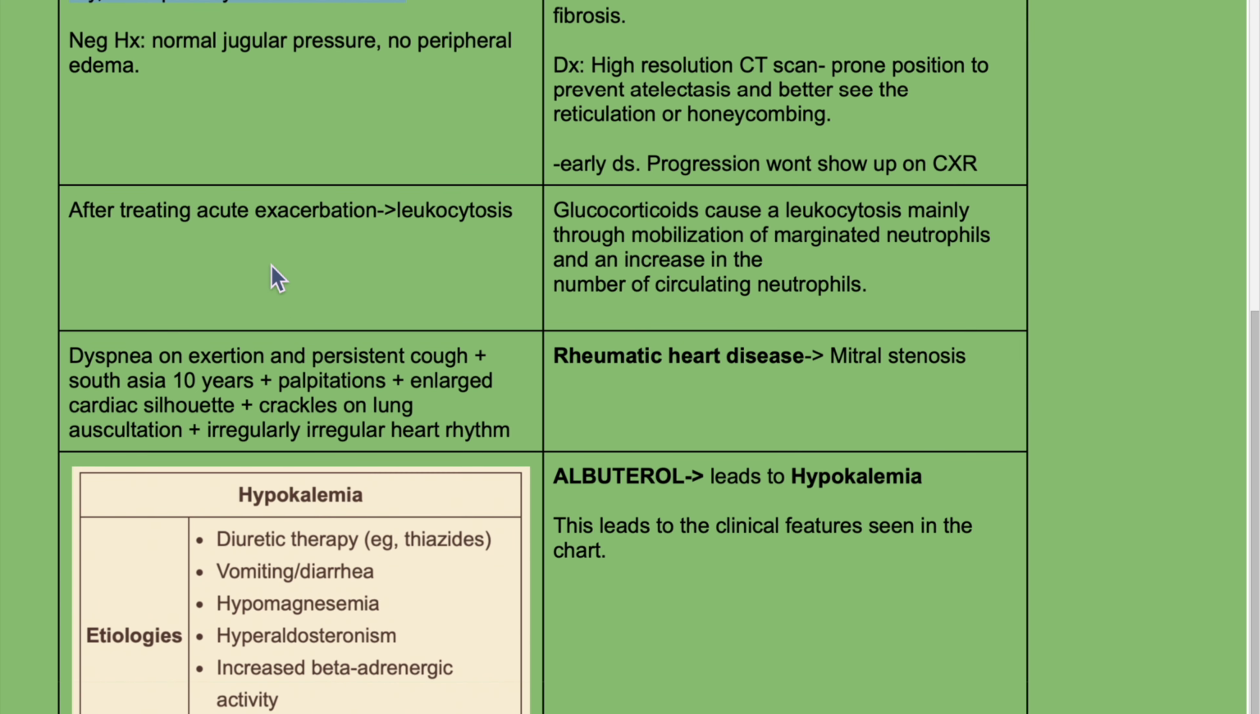After treating acute exacerbation, leukocytosis is seen. So they treated the acute exacerbation and now they have leukocytosis on the lab work. It's because glucocorticoids cause a leukocytosis mainly through mobilization of marginated neutrophils and an increase in the number of circulating neutrophils. So that's why it's a normal finding after giving steroids.